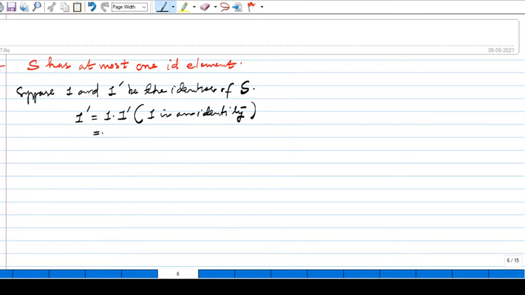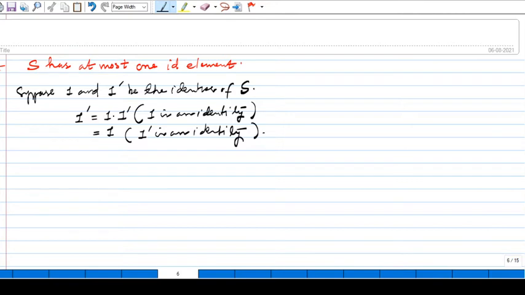And also you know that 1 dash is an identity, so when you multiply with any number, you will get the same number. So you get 1 here. This is because 1 dash is an identity. That means 1 dash equal to 1, right? That's what we have proved. So 1 dash equal to 1 times 1 dash because 1 is an identity. 1 times 1 dash is equal to 1 because 1 dash is an identity. So in fact we have proved that both are the same, right?